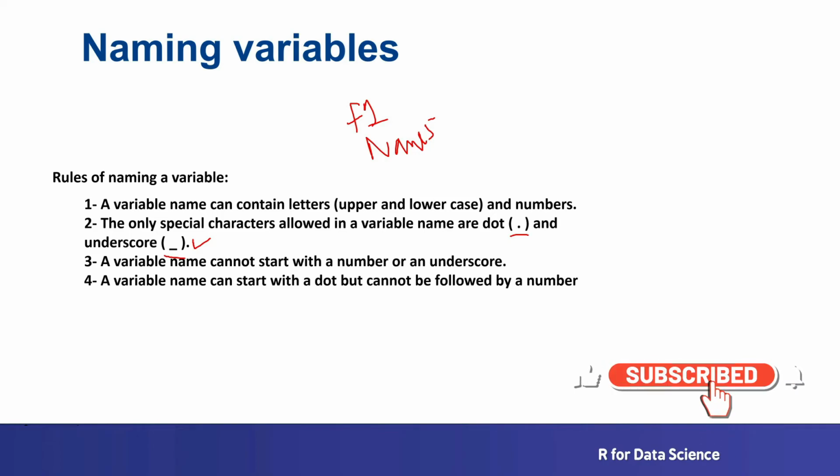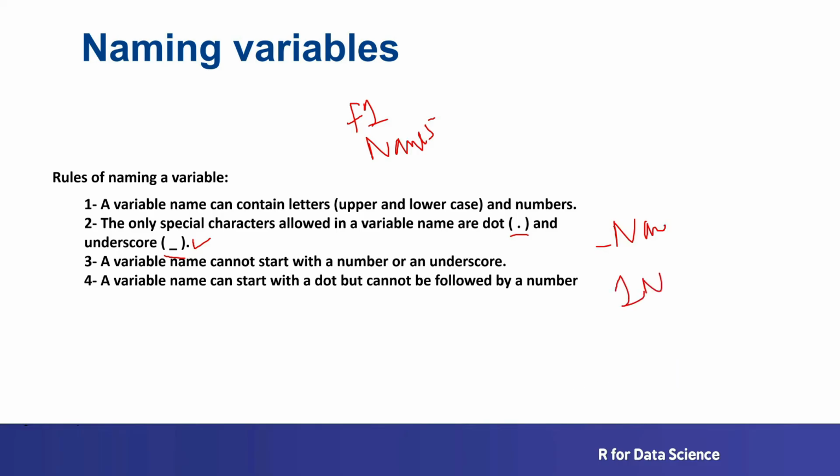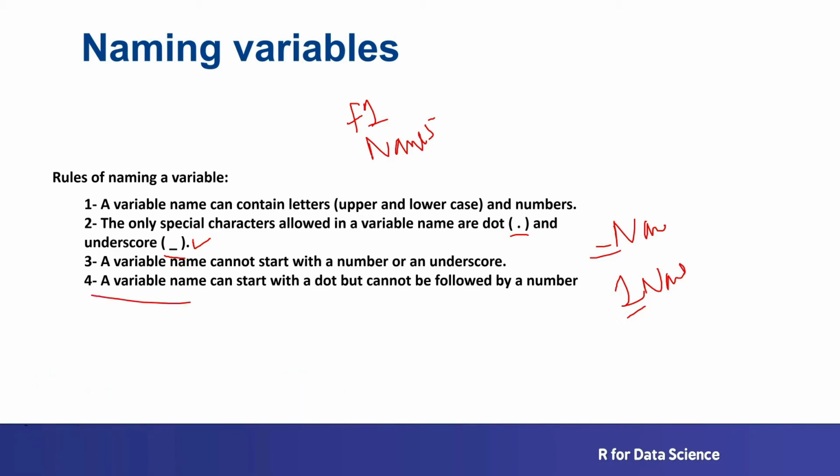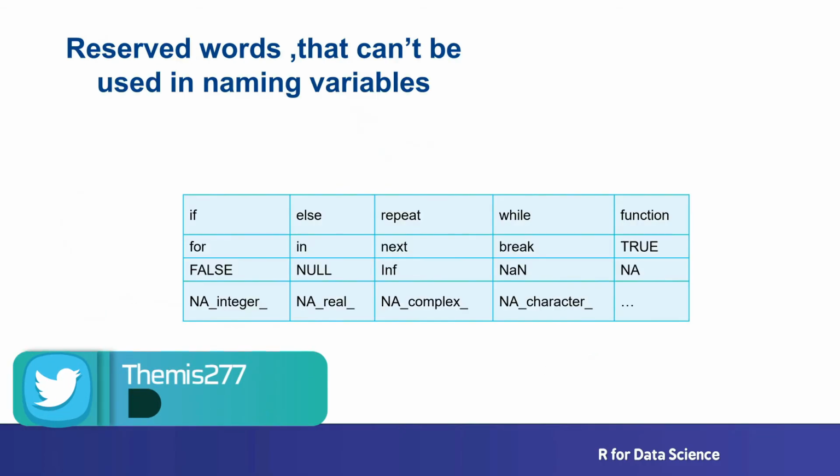A variable name cannot start with a number or underscore. You cannot name a variable _name. No. Neither 1name. Don't use an underscore, don't use the number 1 at the beginning, or any number. Okay? A variable name can start with a dot but cannot be followed by a number. You cannot name it .1name. Can't do that. Okay, just make sure that you follow these rules.